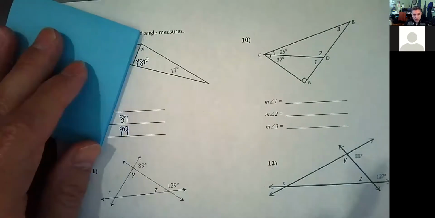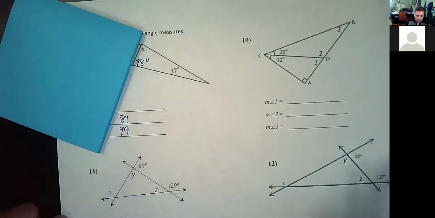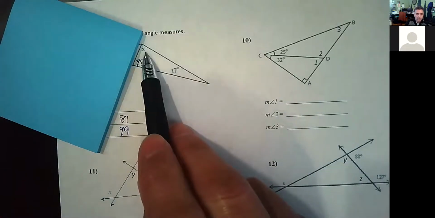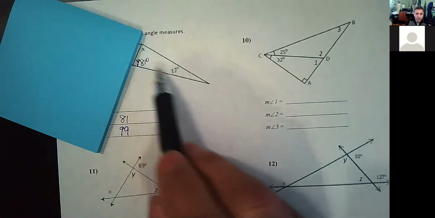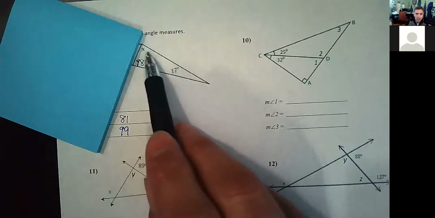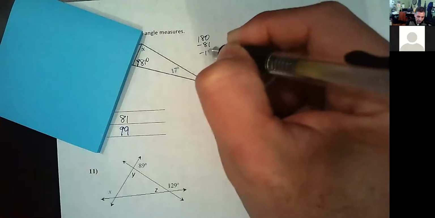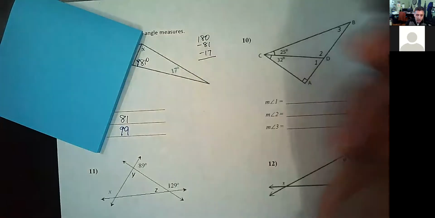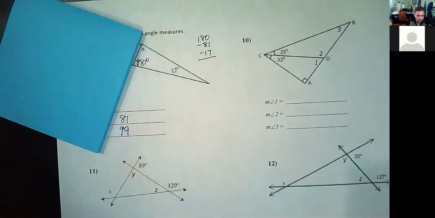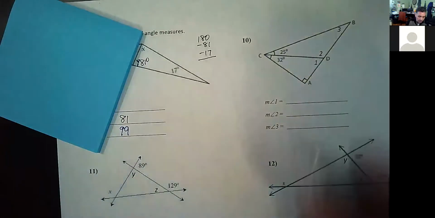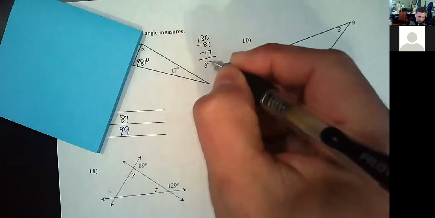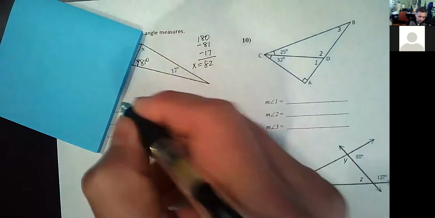hey, let's just look at this triangle and figure out x. Because now I know this is 81, this is 17. I'm only missing this angle. I can solve that angle by subtracting out the two that I know. Then it pretty much becomes like question 1. So then do 180 minus 81 minus 17, and we get 82. And that's what x is, 82.